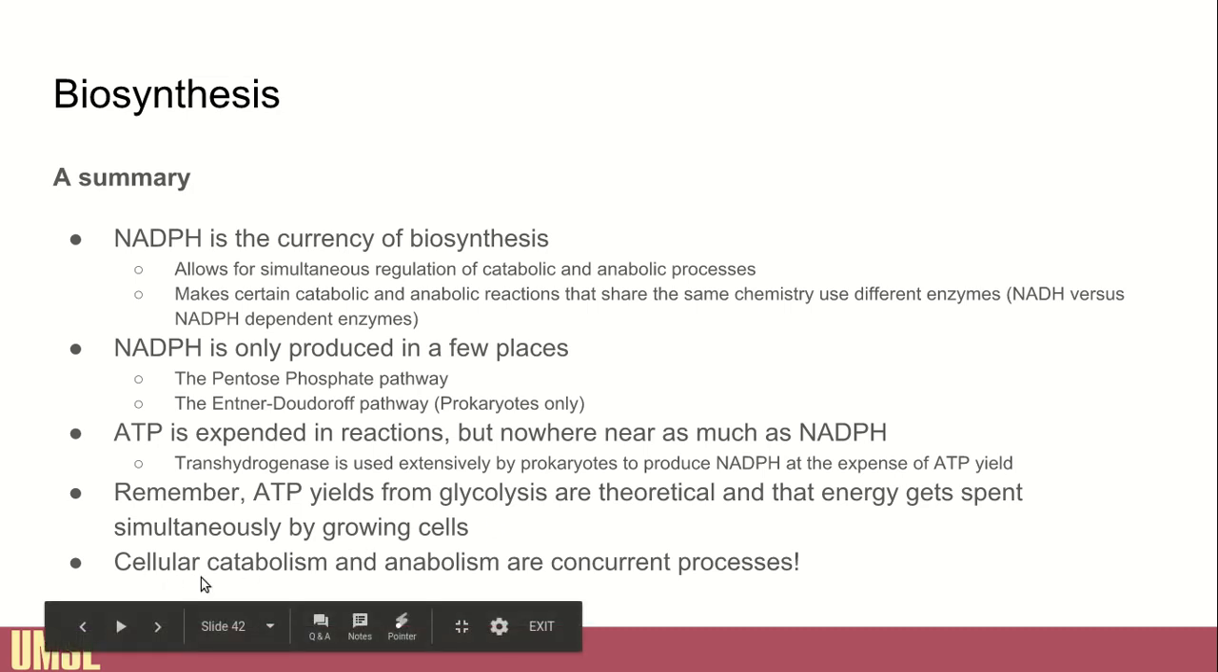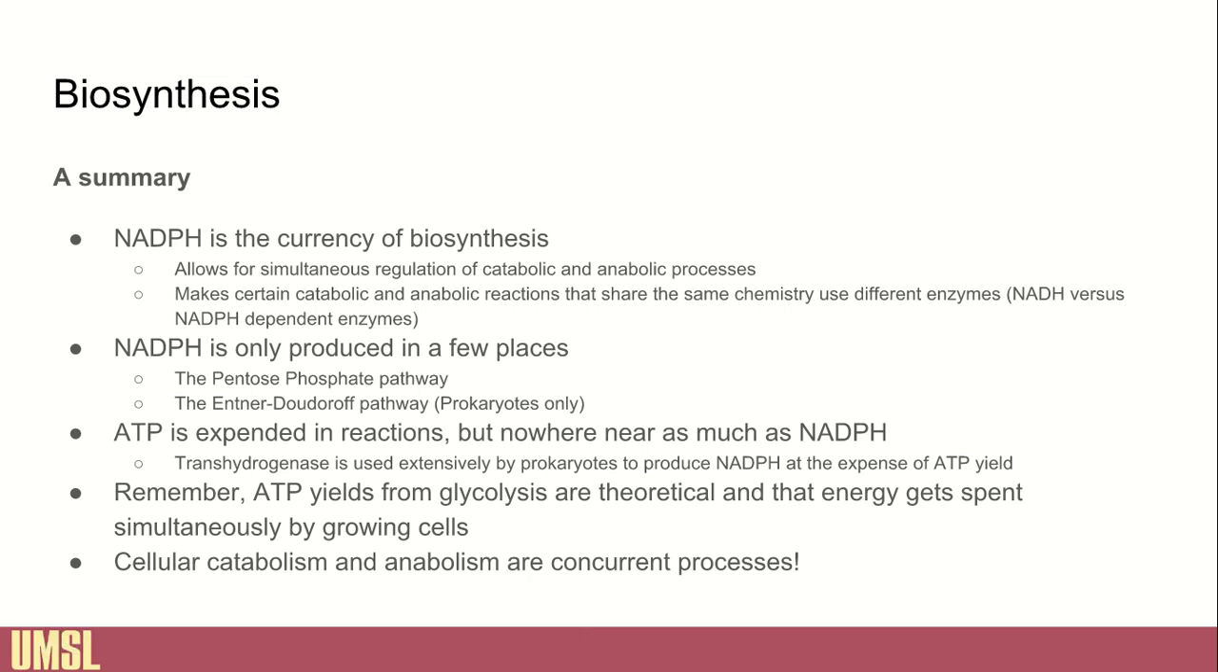So ultimately, if we're thinking about biosynthesis, we have to keep in mind that cellular catabolism and cellular anabolism are concurrent processes. What that means is that these things are happening at the same time. And this is a fundamentally important thing to keep in mind as to why different cofactors are used. Why are different enzymes used to perform identical reverse chemistry? This is why. The cell needs to make decisions about generating energy and where to spend that energy.